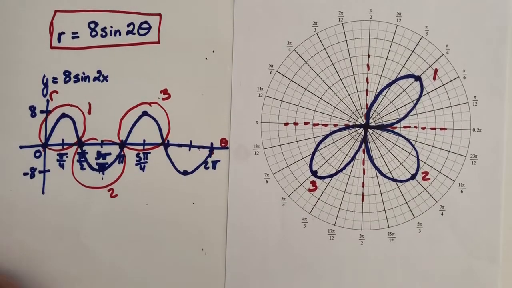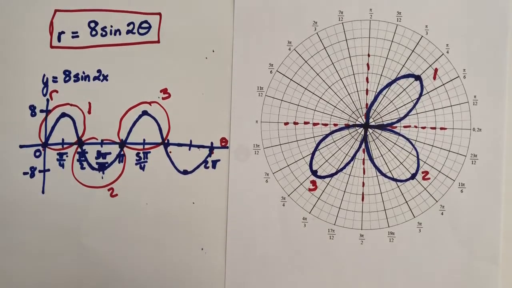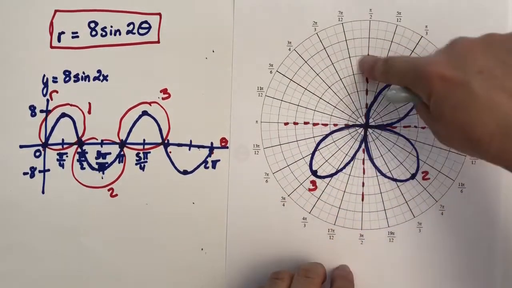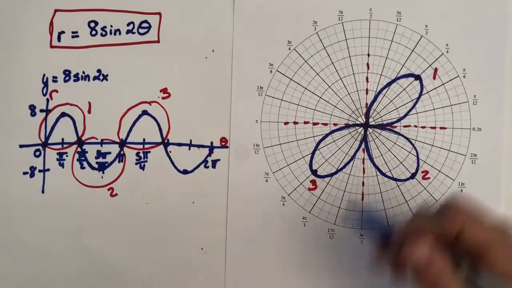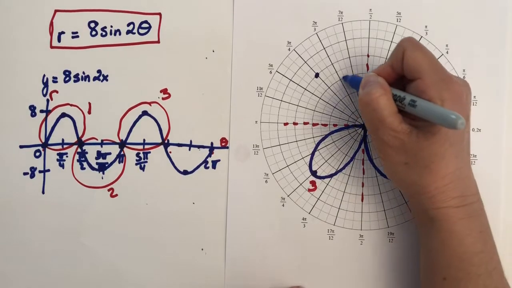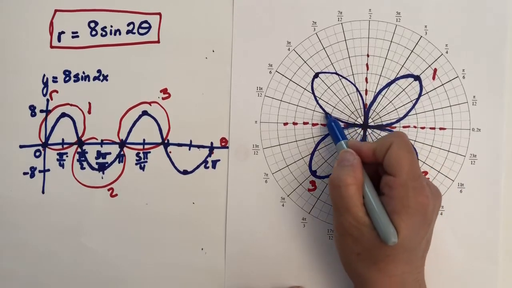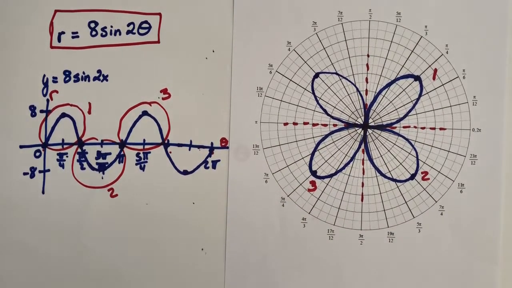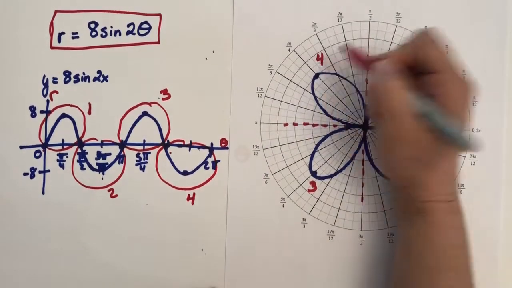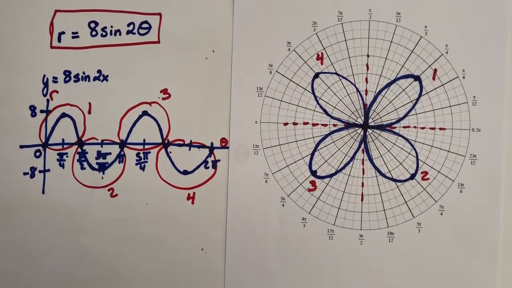And finally, from 3 pi over 2 to 2 pi, notice our r values are negative. It'll throw us over to here. We will again go out to 8. And our graph will look something like this. And we have our rose curve drawn. This piece represented our fourth petal right here. Let's draw another one.